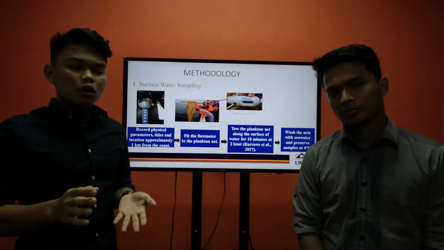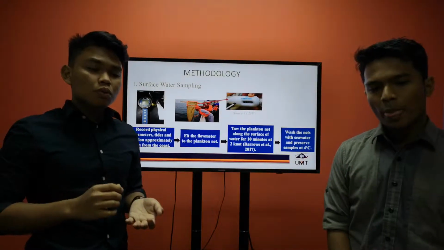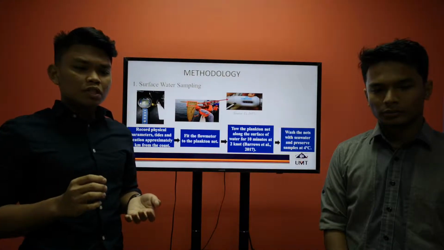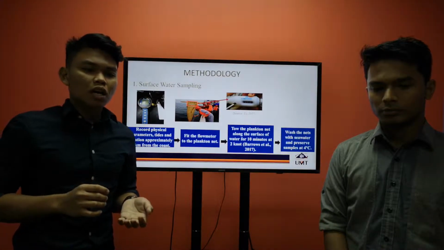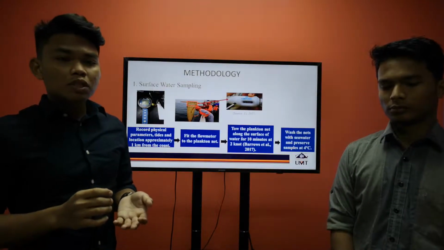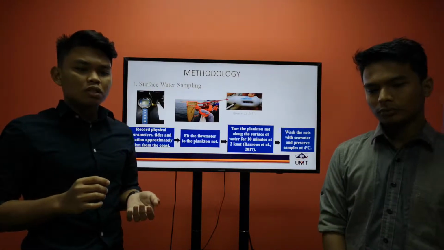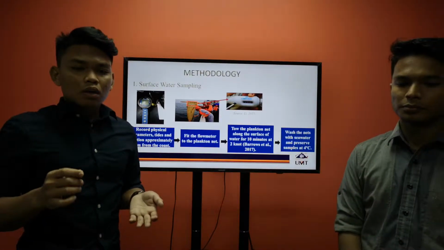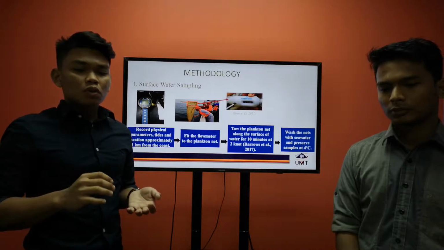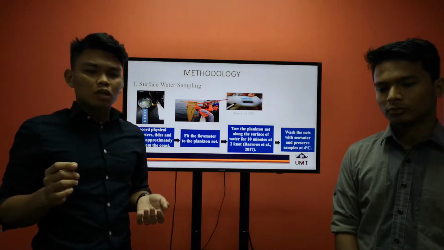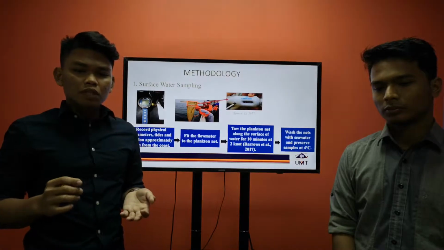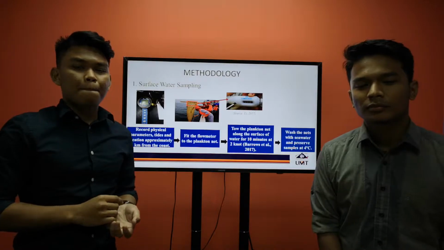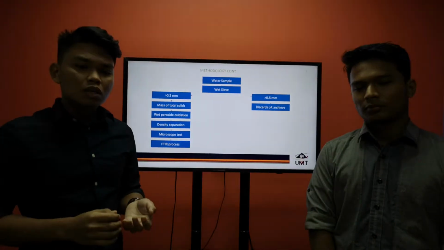This is when we want to take the microplastic sample. Firstly, we will record the physical parameter, types and location, approximately 1 kilometer from the coast. Then we will fit the flowmeter to the plankton net. Then tow the plankton net along the surface of the water for 10 minutes at 2 knots. Then wash the net with the seawater and preserve the sample at 4 degrees Celsius.